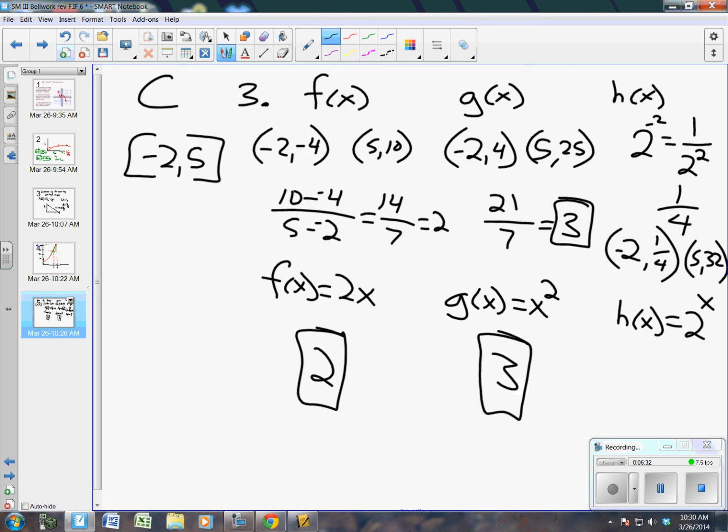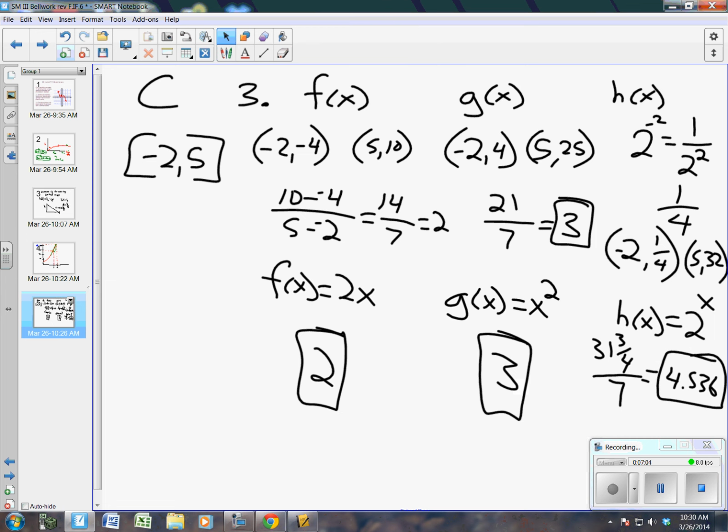If you calculated the slope right there, 32 minus 1/4 is 31 and 3/4, right? 31 and 3/4. 5 minus a negative 2 is 7. So if we take 31.75 and divide it by 7, someone do that. 31.75 divided by 7. 4.536. So there's the average rate of change on that one. Okay? Now, you're going to do this for all 6 problems down there because they give you different intervals to do that for.